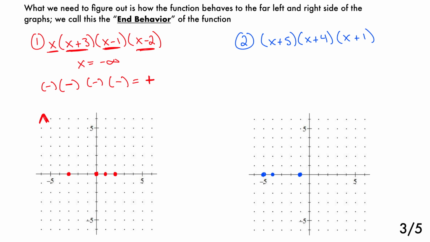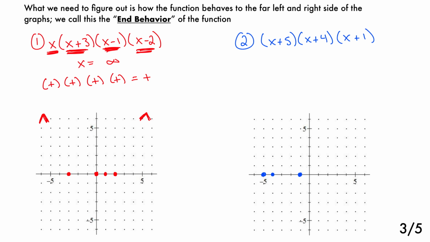And then we can do the exact same thing again, except this time around, we'll do it for positive infinity. So if I do positive infinity, then for the first term, it's going to be a positive. For the second term, that's also a positive. For the third part, that's a positive. And for the fourth part, that's also positive. And a positive times a positive times a positive times a positive is positive. So it's going to end in the positive direction as well.